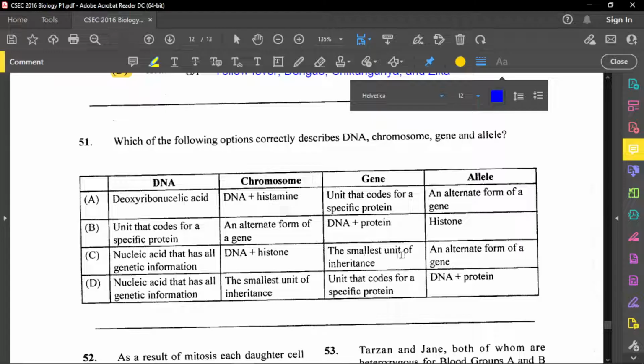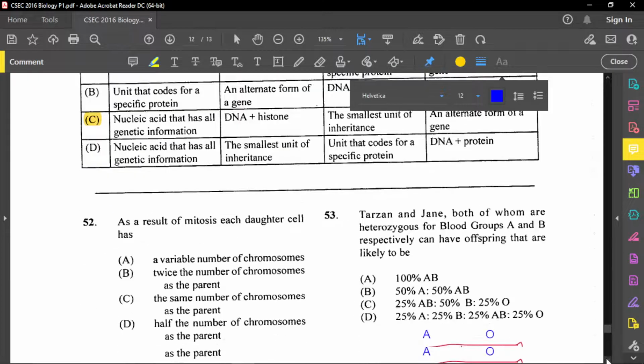A gene is the smallest unit of inheritance, definitely. And alleles are alternate forms of genes, or different forms of genes. So yes, C is the answer for 51. There's no need to even discuss that. It's a repeated question. I already talked about that in a previous review.